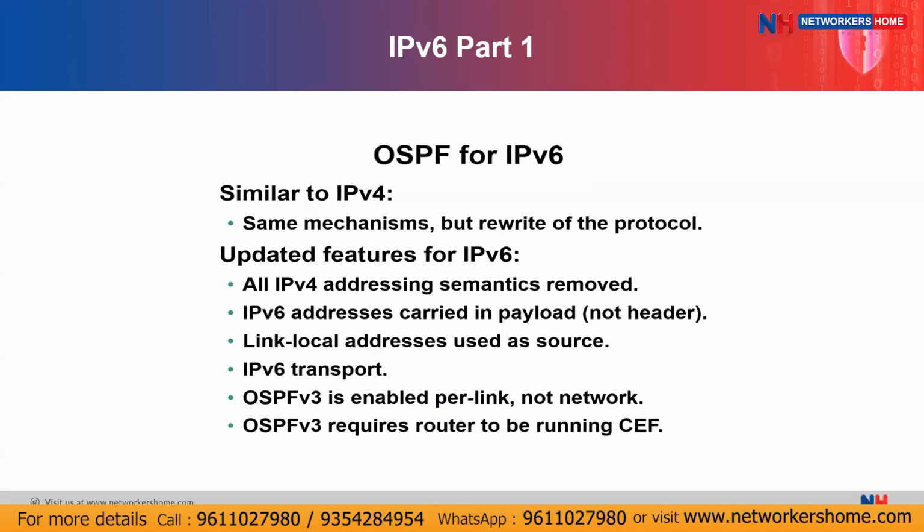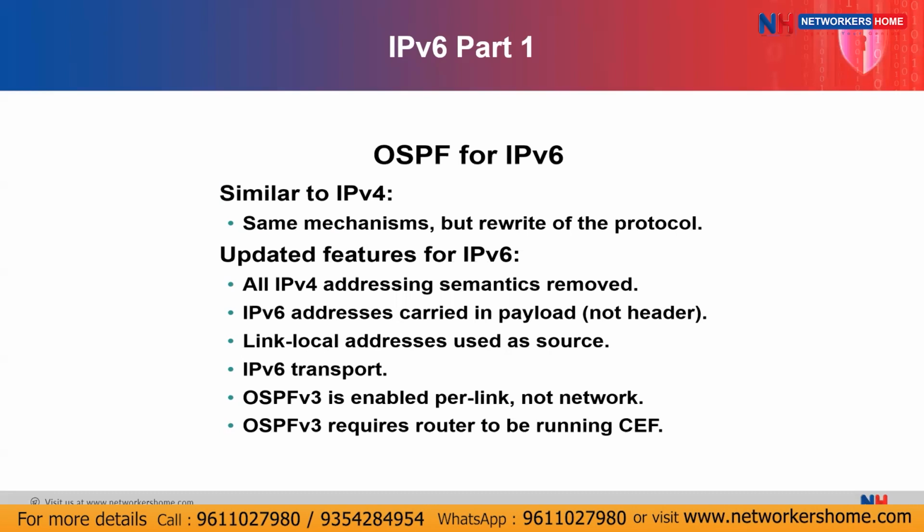For OSPF, similar to IP version 4, same mechanism, but a rewrite of the protocol. That's why OSPF never comes under address family. Update features for IP version 6: all IPv6 addressing semantics removed. IPv6 addresses are carried in the payload, not the header. Link local address used as the source. IPv6 as transport. And OSPFv3 is enabled per link, not network. Remember, per link.